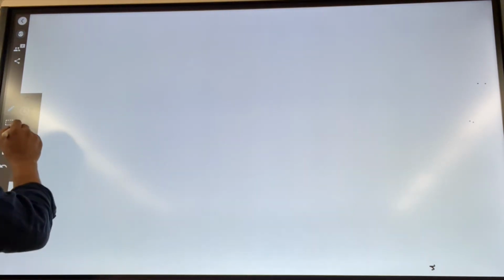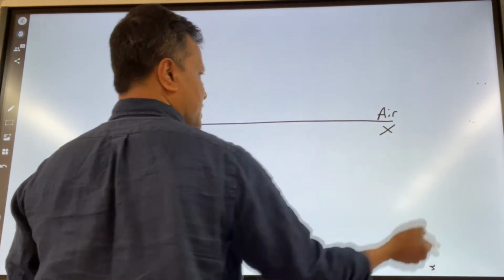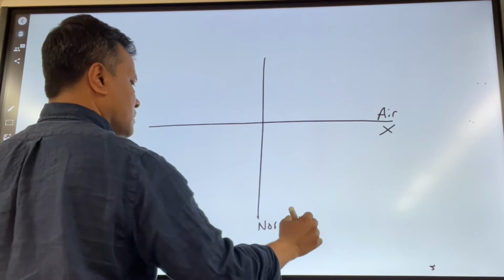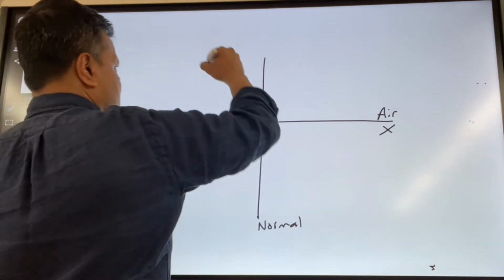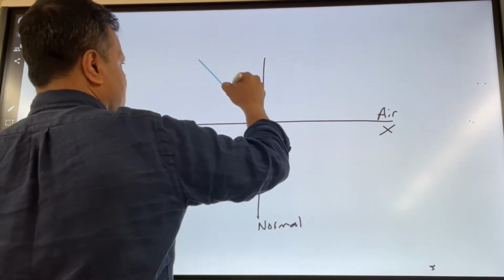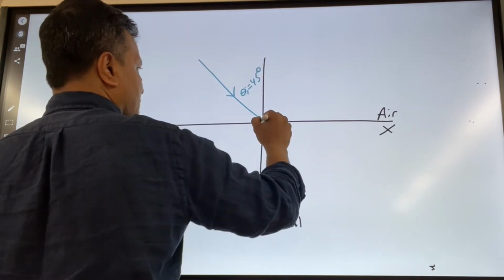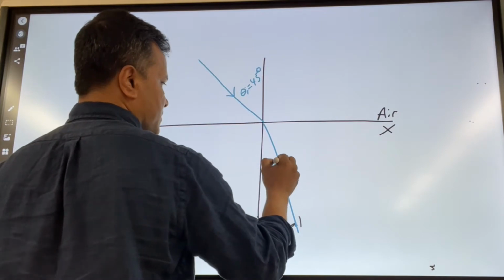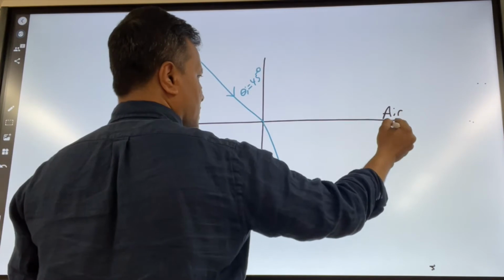Problem number 7 comes from, again, waves. So problem number 7 is also a wave problem. So if I have air and I have medium X and this is a normal, and if you have an incident ray come this way, and the incident ray is 45 degree, and the refracted ray is 29 degree. I want to find the X.